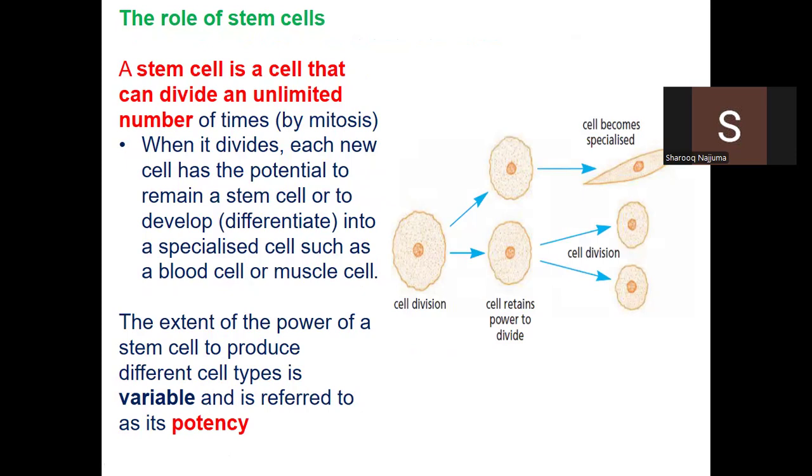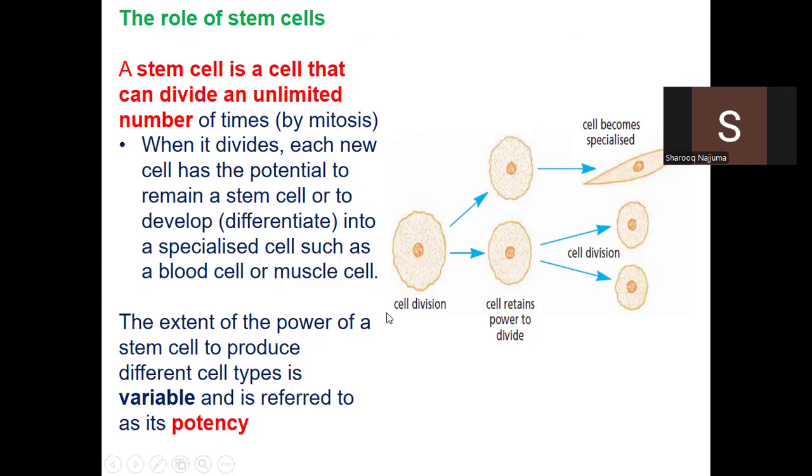So let's look at stem cells. You've heard about stem cells. Stem cells are even used in treatment of different diseases. But what is a stem cell? A stem cell is a cell. It's first of all unspecialized. Unspecialized means that it's not taking up a particular role within your body. Its role is to just divide. So it's an unspecialized cell that divides by mitosis.